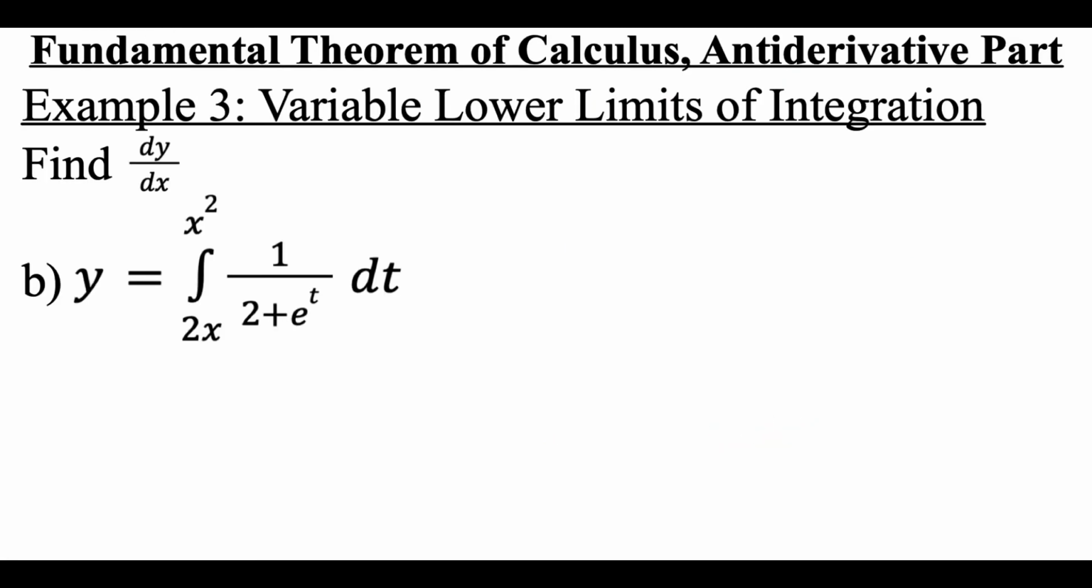Now in this example, we've actually got variable upper and lower limits. So we're going to try to find the derivative, dy/dx, if y equals the integral of 1 over 2 plus e to the t dt from 2x to x squared. So I'm going to write this out like we've been doing. We're doing the derivative, dy/dx, of this integral. We've got 1 over 2 plus e to the t dt, and we're going from 2x to x squared.